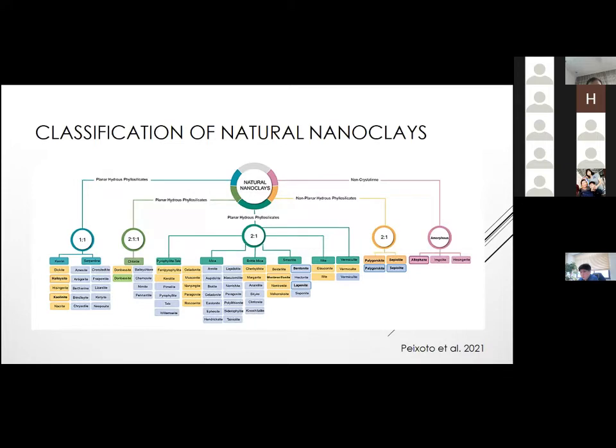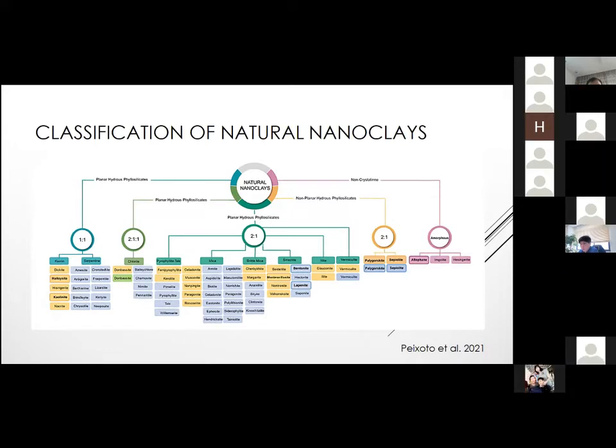The clay minerals are layered silicate materials, which mainly consist of tetrahedral and octahedral sheets. There are so many types of clays depending on the arrangements of these layer sheets. But in this work, we use the smectite group, specifically montmorillonite.